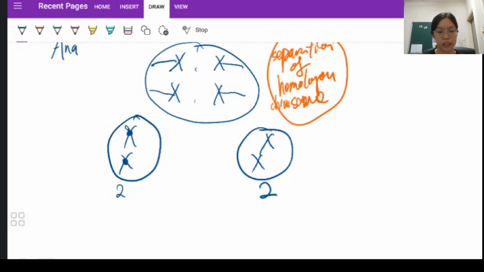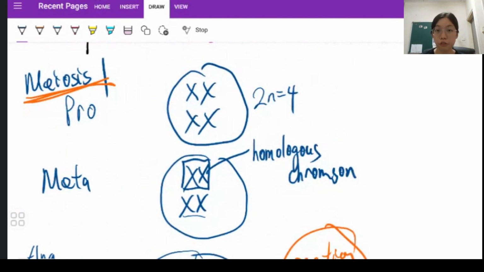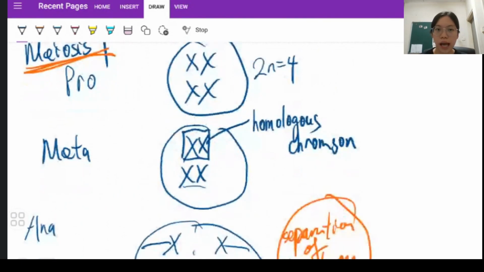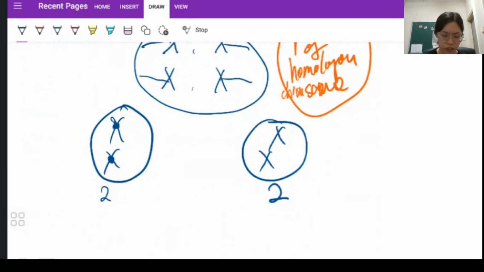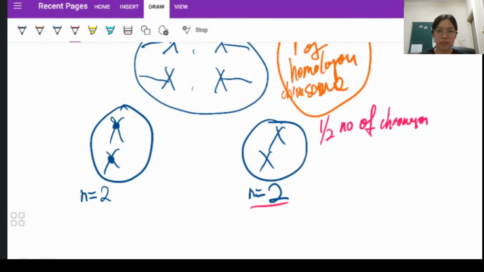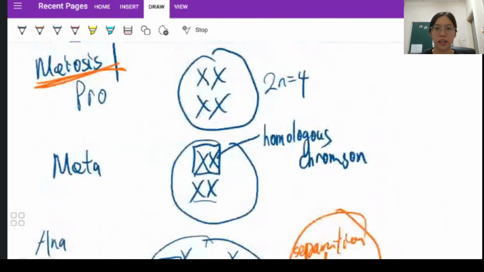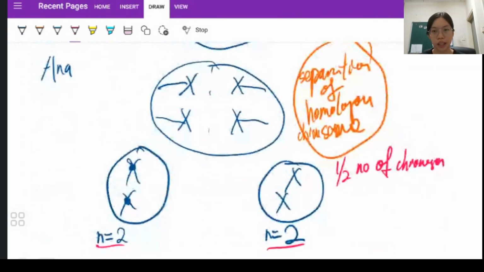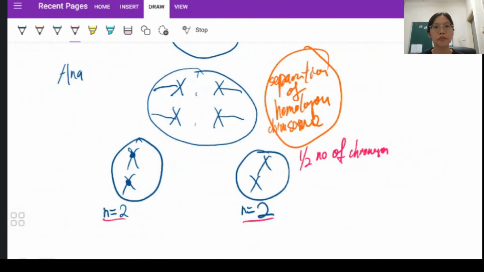This one also has two chromosomes. So let's compare with the initial stage. 4 chromosomes, 2n equal to 4. And after this anaphase, each cell becomes n equal to 2. So the effect already comes out. n equal to 2, right? 2 chromosomes ended up. Initially 2n equal to 4. Now the number of chromosomes is already halved. So after meiosis 1, 2n becomes n. It means the number of chromosomes is halved.